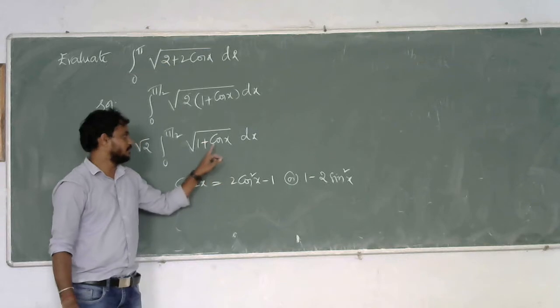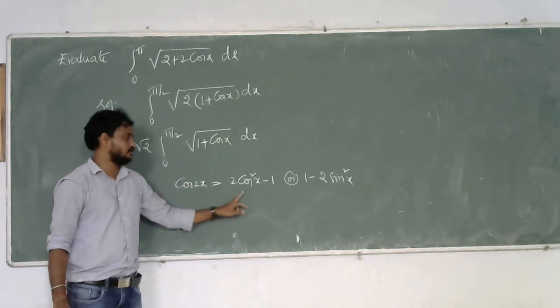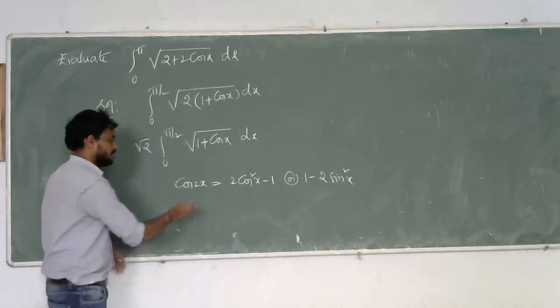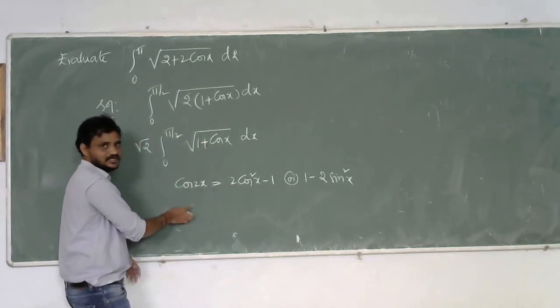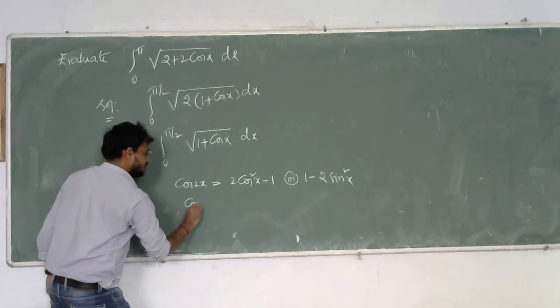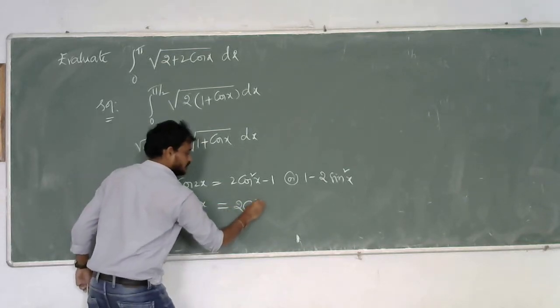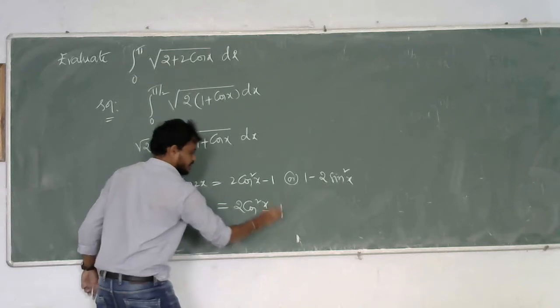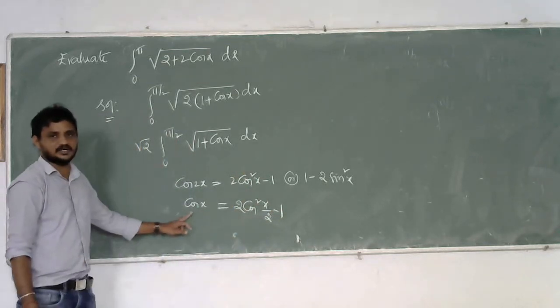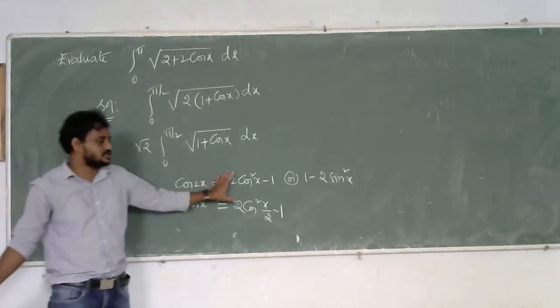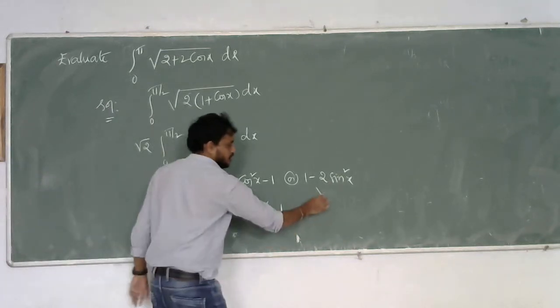That means we have to substitute this cos x value in terms of cos. Here we have cos x, but we have a formula for cos 2x. Then we can write cos x equal to 2 cos square x by 2 minus 1. That is, 2 into cos square of x by 2, minus 1. We are using this cos x value only.